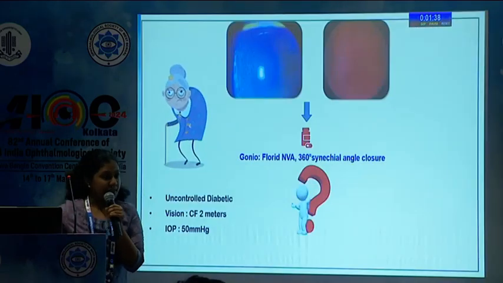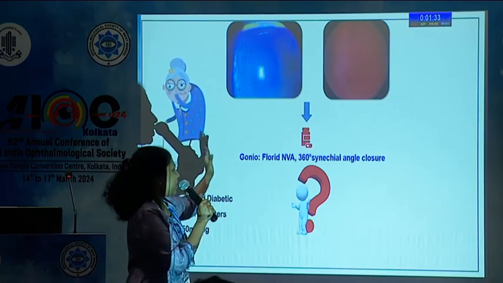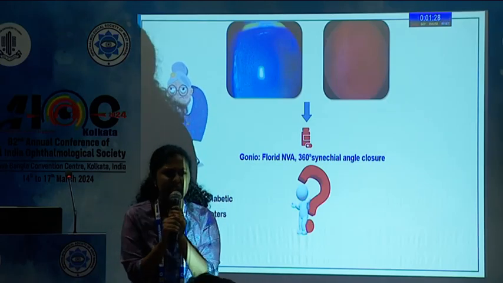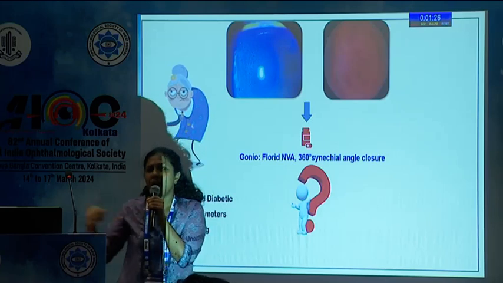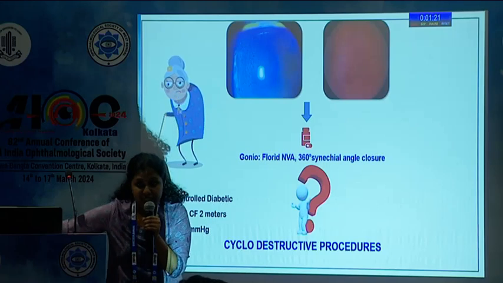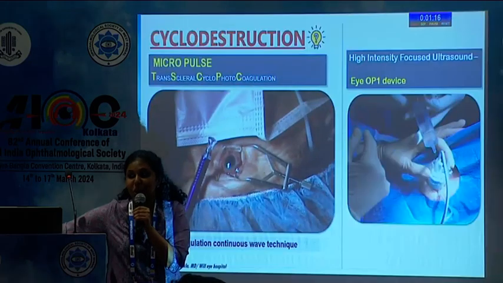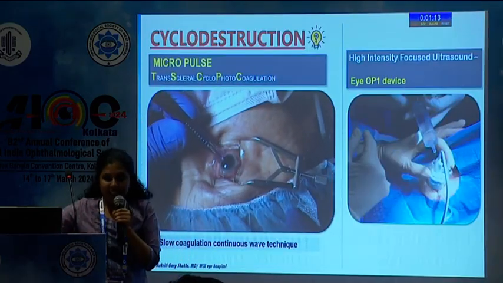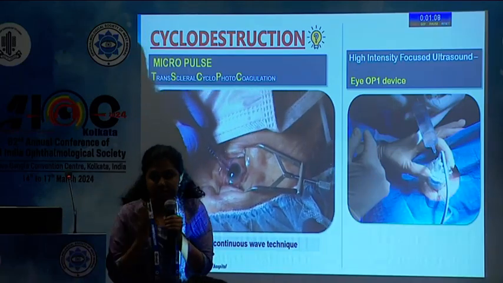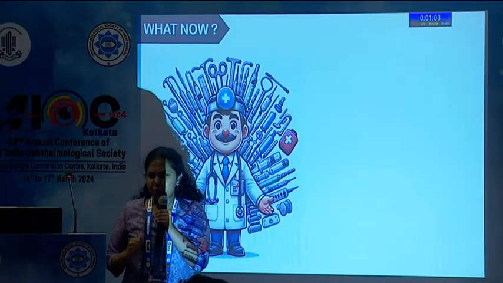Well, here's your second patient with microcystic corneal edema. You manage it medically, and you try to do a gonio. It shows florid NVA, 360-degree peripheral anterior synechiae, and you are left with no option other than cyclodestruction. Yes, a sad state for the patient. But recent advances in cycloablation have shown promising results in eyes with good vision also. For example, you have micropulse transscleral CPC, and instead of laser, you have high-intensity focused ultrasound, which can be delivered via the EyeOP1 device. Now you may feel well equipped to tackle NVG.